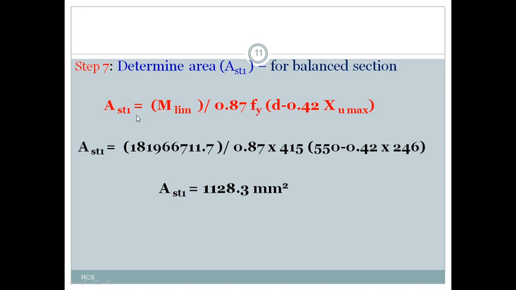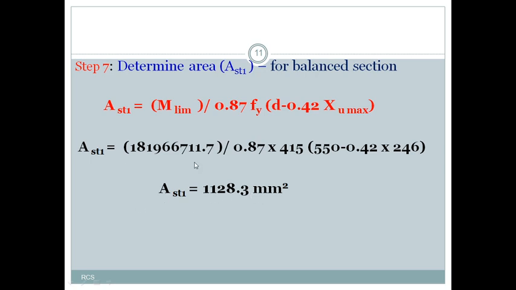So this we have derived in our previous classes. That is, Ast1 is equal to Mu limit by 0.87 fy into d minus 0.42 xu max. Mu limit we have already calculated in previous steps, that is 181966711.7, whole by 0.87 into fy equal to 415 and small d equal to effective depth, that is 550, minus 0.42 and xu max equal to 246. After calculating this, we will get Ast1, that is 1128.3 mm square.